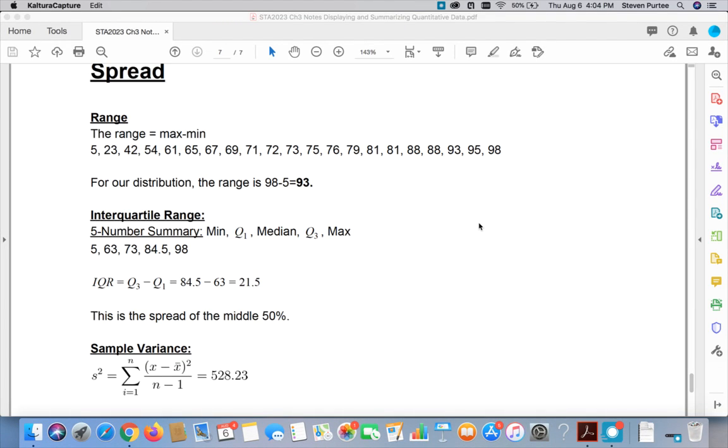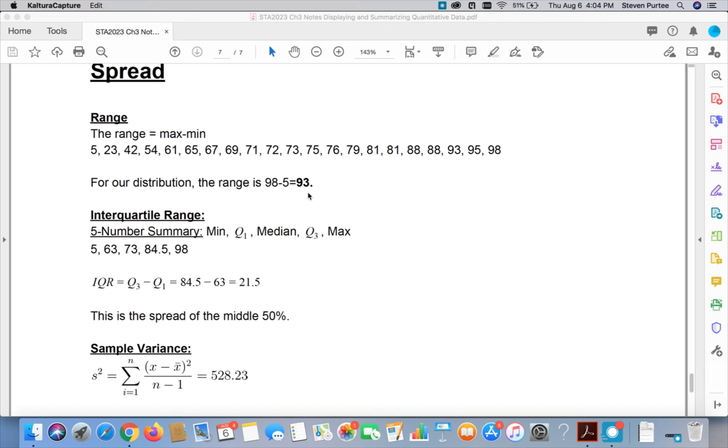Okay, now we're going to talk about the spread of a distribution. So we're still working with this grade distribution here. Our first measure of spread, the easiest one, is what we call range. Range is not a list. It's one single number. It's your maximum minus your minimum. So my max is 98, my min is 5, my range is a 93-point spread.